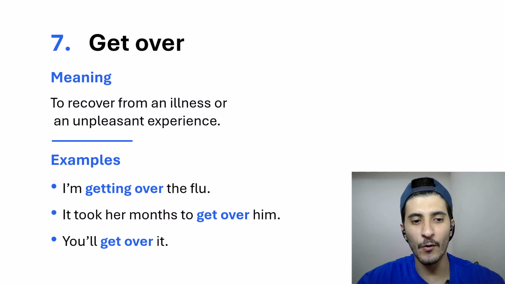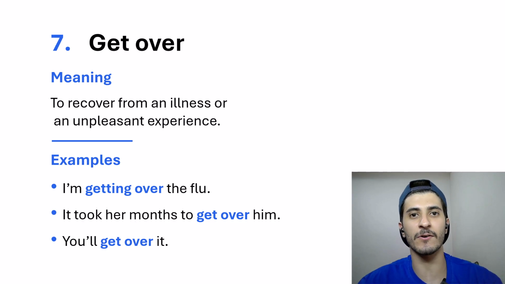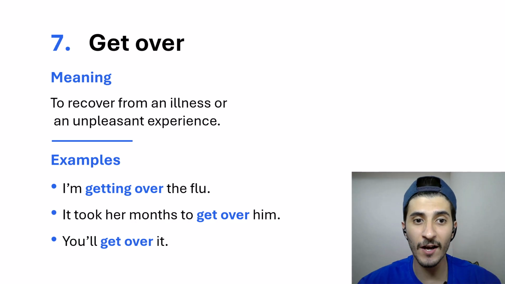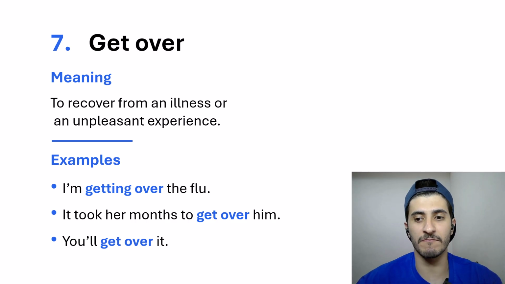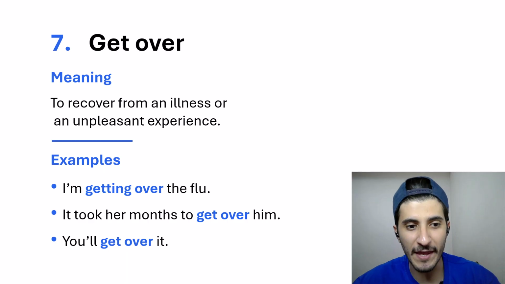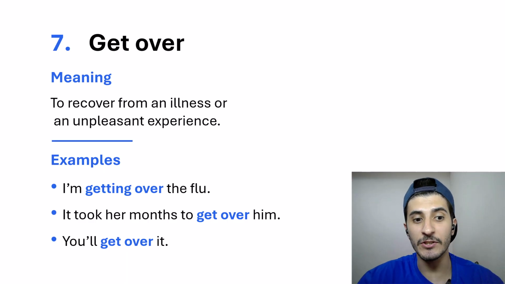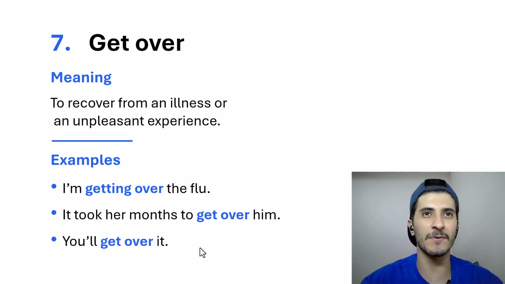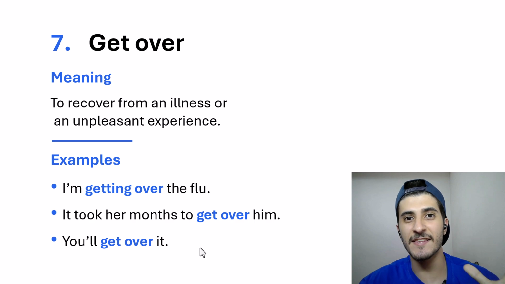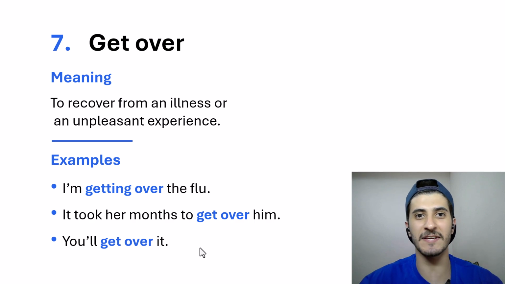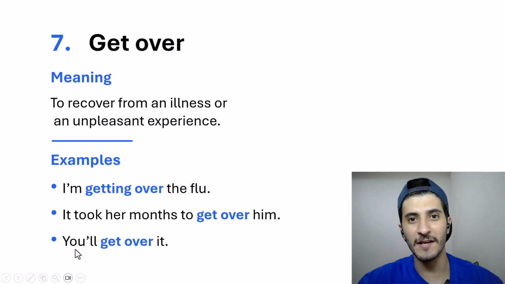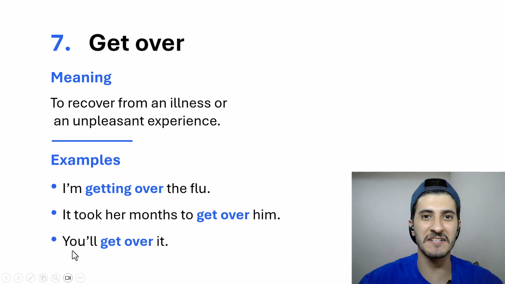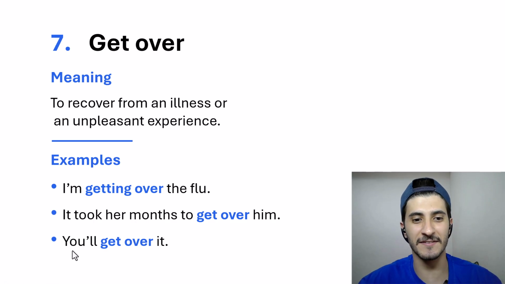So the third example is, you'll get over it. It means, for example, you're going through a tough situation, you're having a bad time, you're in trouble or you have a problem, and I say to you, you'll get over it. It means that, for example, as the saying says, this too shall pass. It means that you're going to come out of it successfully and perfectly.